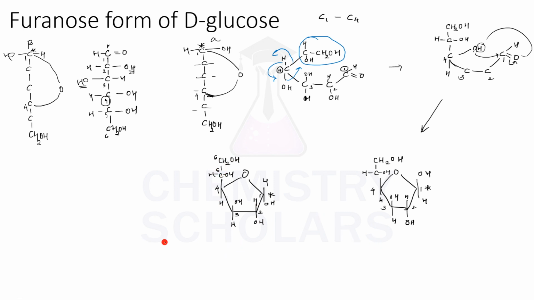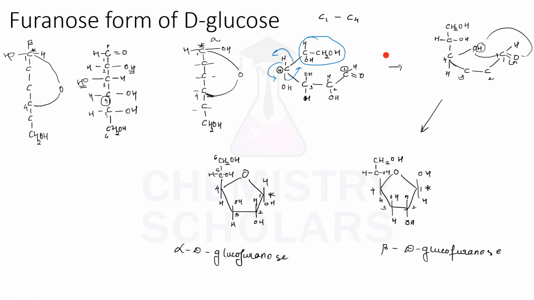So how are we going to name this? This is alpha-D-glucofuranose, and this is beta-D-glucofuranose structure. This is your Haworth projection formula. This is how the orientation and everything takes place.